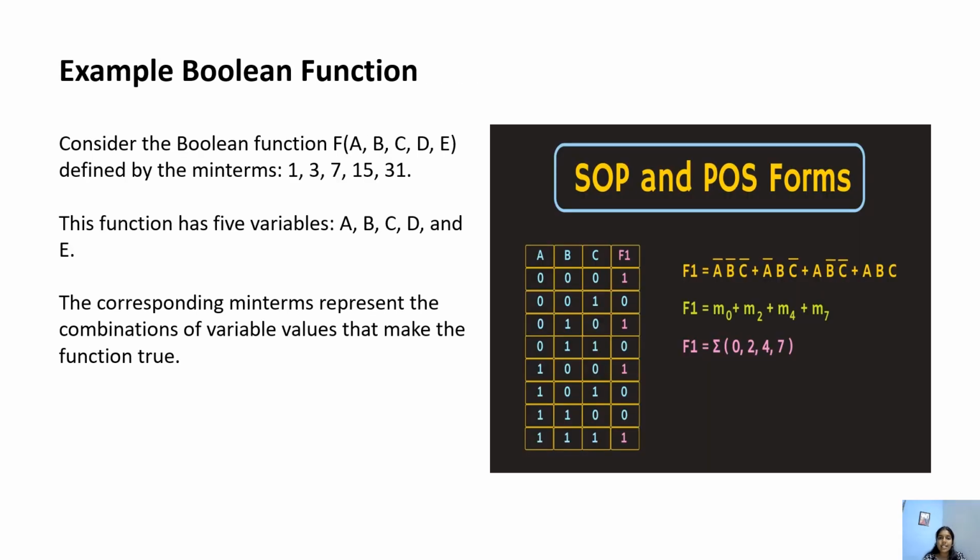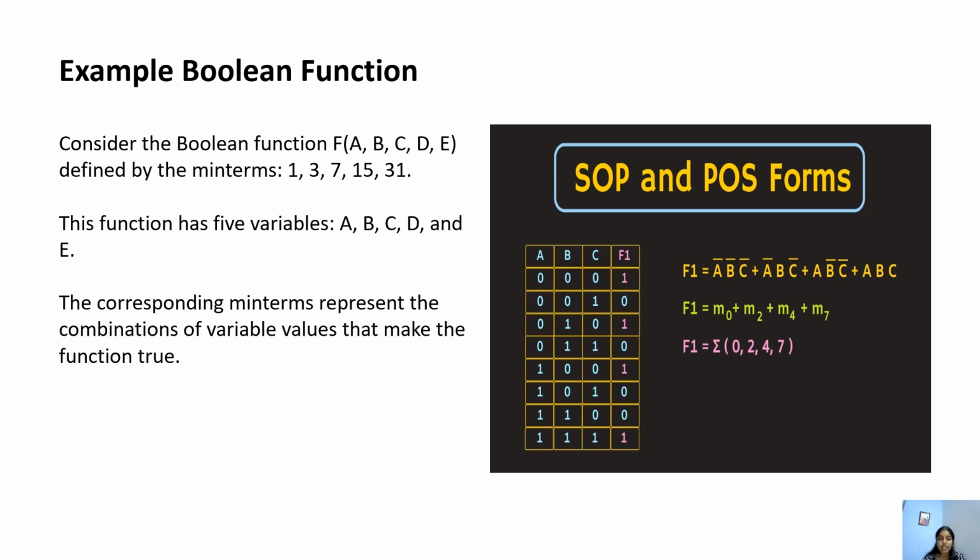Now let us see the examples for Boolean function. Consider the Boolean function f of a, b, c, d, e. Let us consider this as one Boolean function. It is defined by the minterms 1, 3, 7, 15 and 31. This function has five variables, that is a, b, c, d and e.